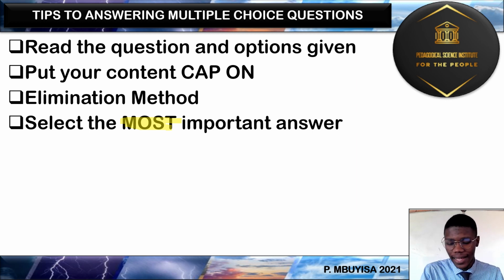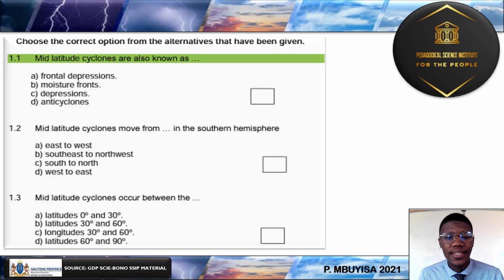Let's move on to the next part. Let's look at some questions then. The instruction says choose the correct option from the alternatives that are given. That's the key word. Sometimes they say choose the incorrect option, so you need to be careful of that. Read the question carefully. You are looking for the most correct answer.